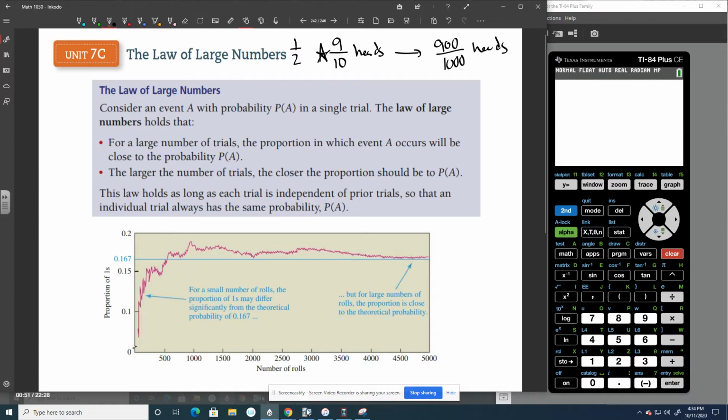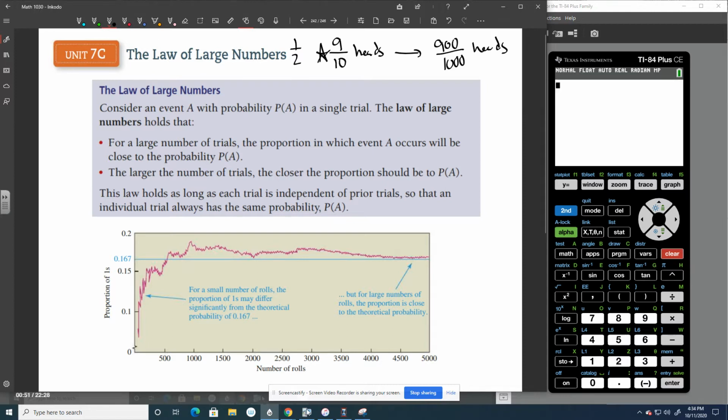Now, the law of large numbers says that if I'm considering an event with a probability, the more I try this, the more trials that I do, the closer I'm going to get to my theoretical probability. Okay? The closer I'm going to get to my theoretical probability. So the larger number of trials, the closer my proportion should be to my theoretical probability.